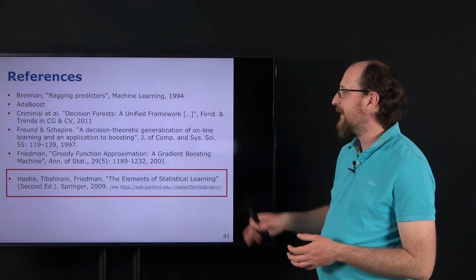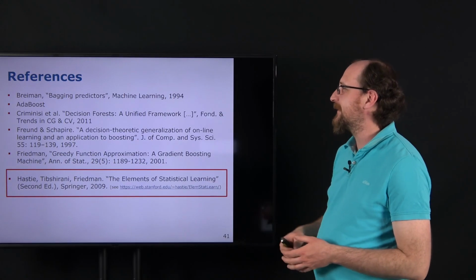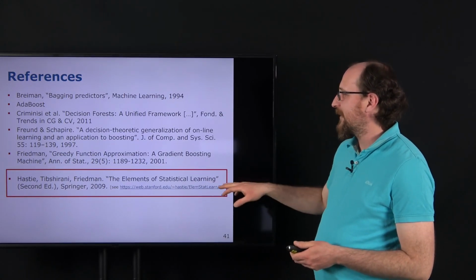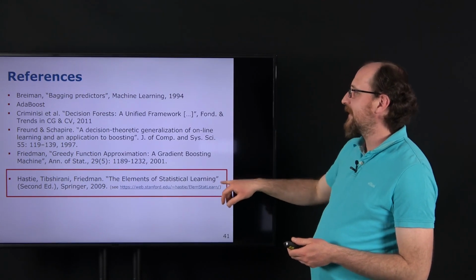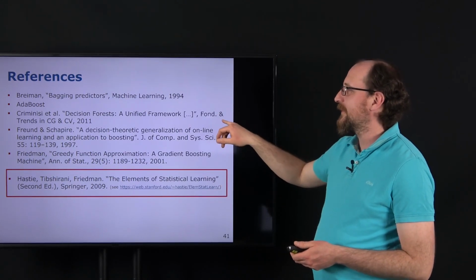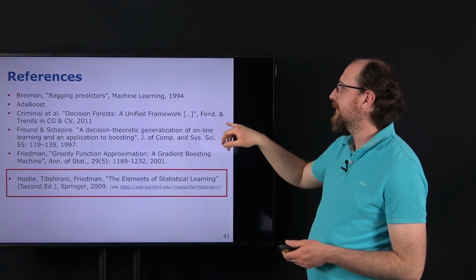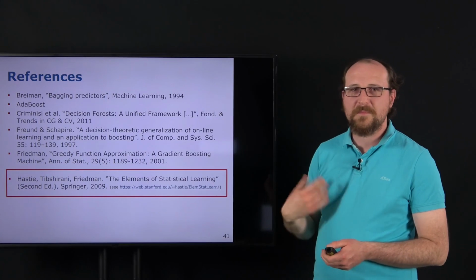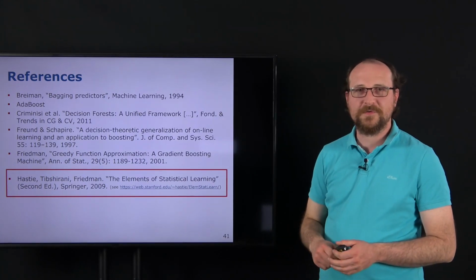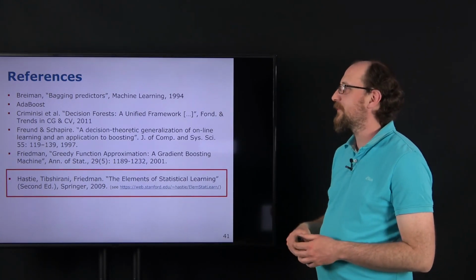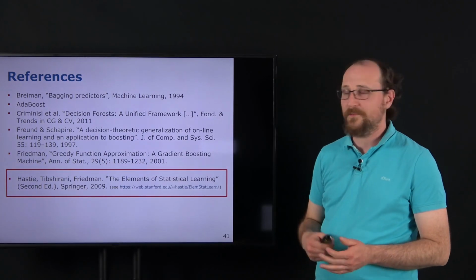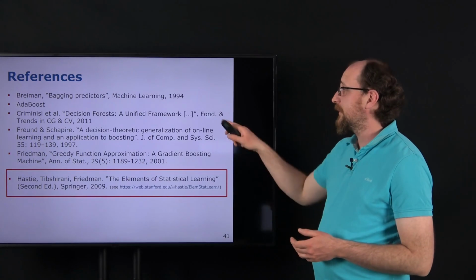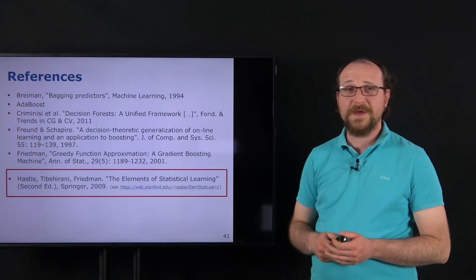But anyway, therefore I made a red boundary around it. So The Elements of Statistical Learning, and as I said, for decision forests, definitely the Criminisi technical report is a very good resource to get more information about decision trees and decision forests, and what you can do with decision forests, and what different applications are possible. So these both I would highly recommend to have a look at.